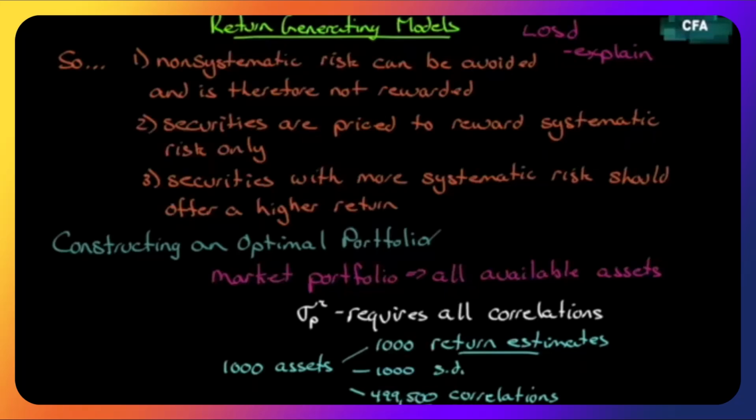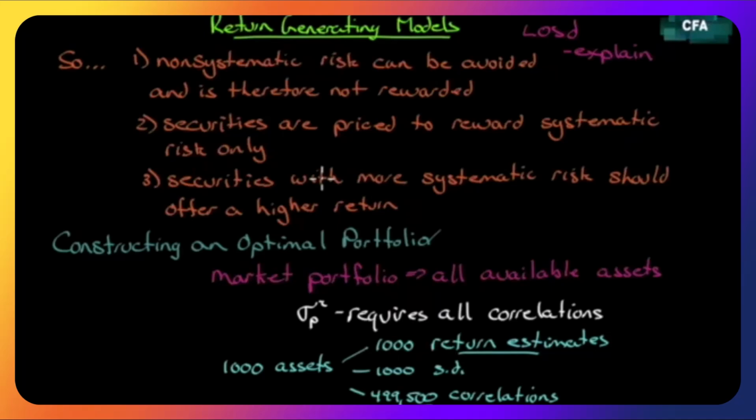499,500 correlations. That's just ridiculous. There's got to be a better way. There simply has to be a better way. And it turns out there is. Now, this is if we didn't understand the idea of systematic and non-systematic risk and we just thought, you know what, we get compensated for total risk. The total variance is what we need to find, and that's what's going to set our expected return. This is saying, no. You just need to find a way to capture the systematic risk and ignore the rest.